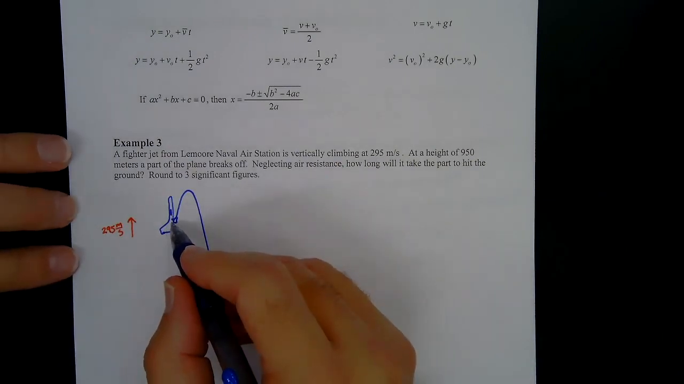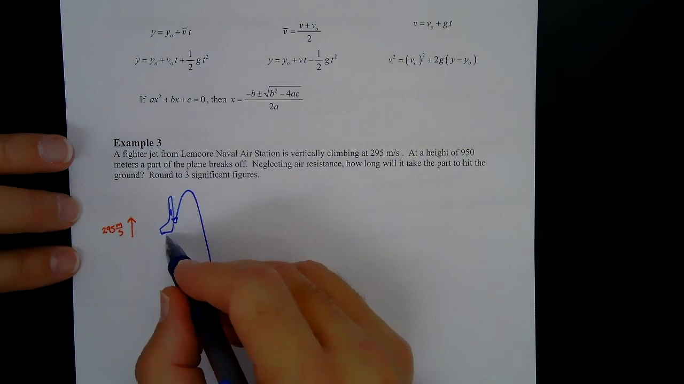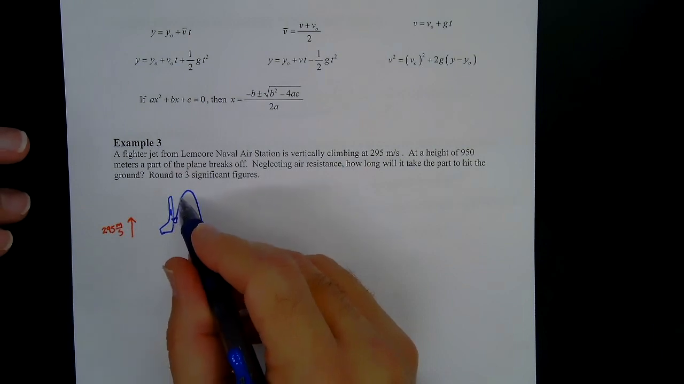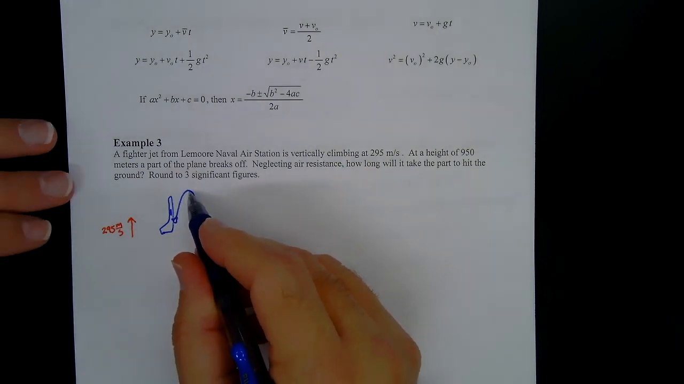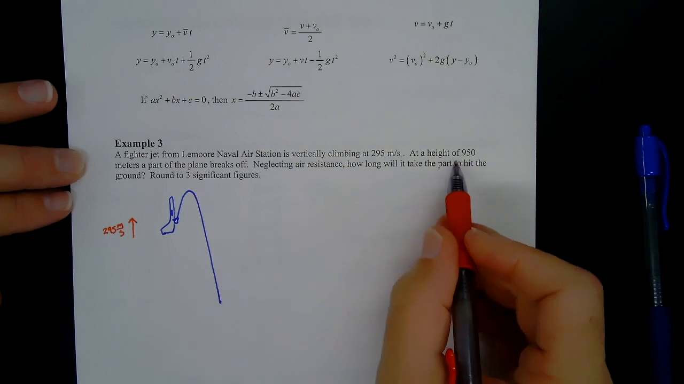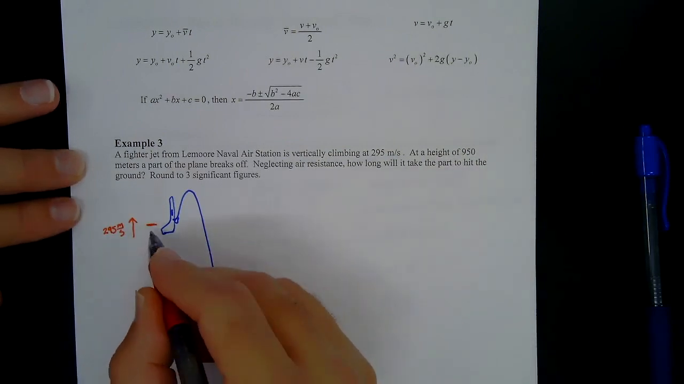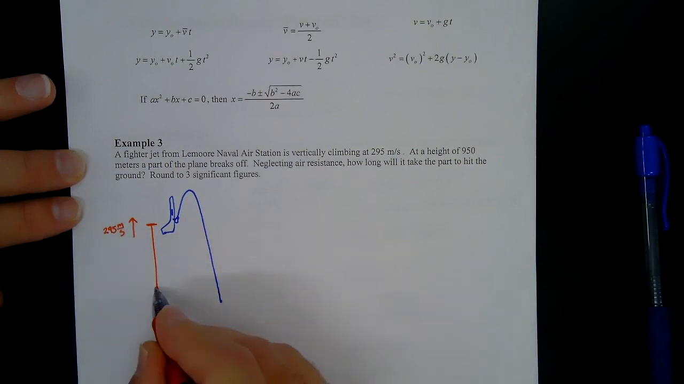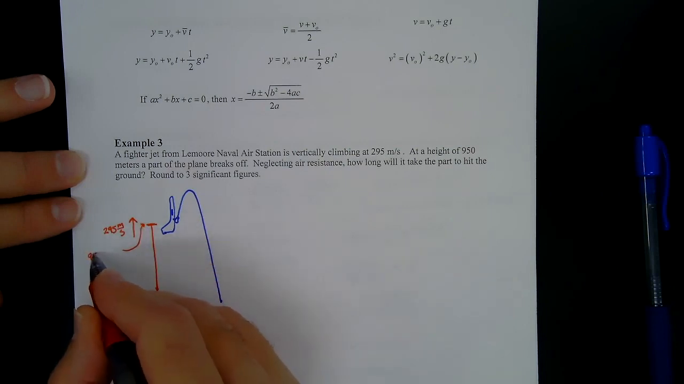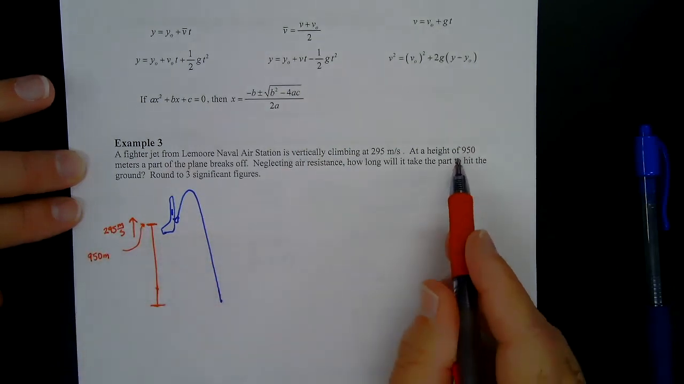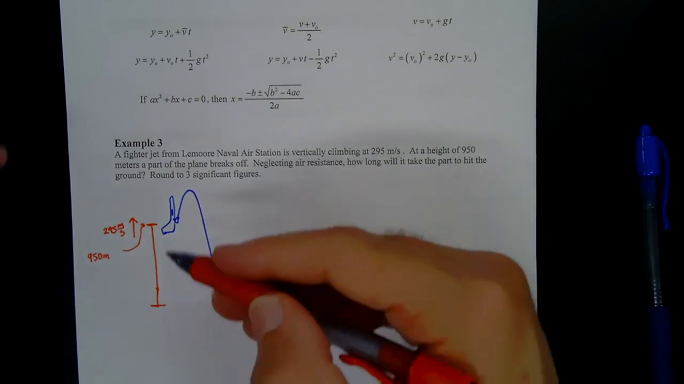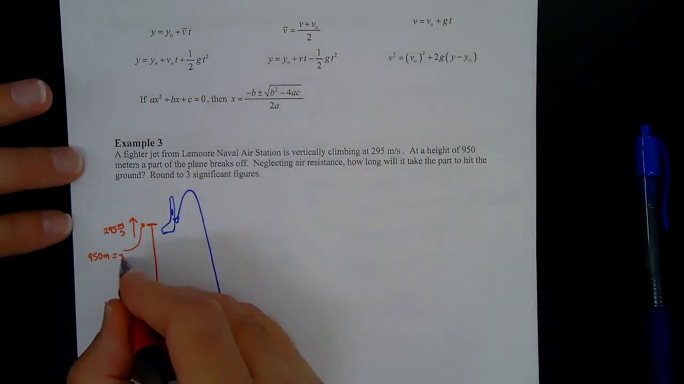And as soon as it lets go of the plane, it's not under the control of the engines. So it's just going to keep going up, and then it's going to slow down because of gravity, and then turn around and come back down to Earth. And this all happened at a height of 950 meters. So where this broke off, it started at 950 meters. So this height right here is 950 meters, and that's actually where this thing started. It started at 950 meters and went up and came back down. So that's my starting position.